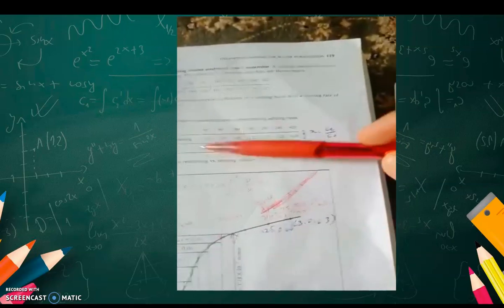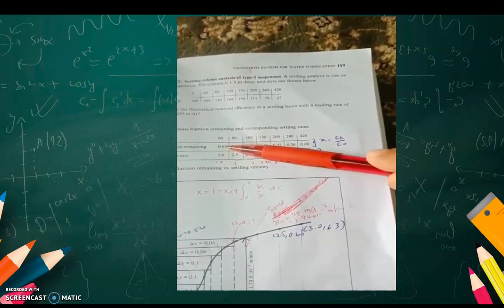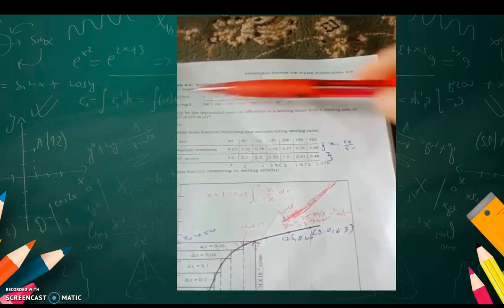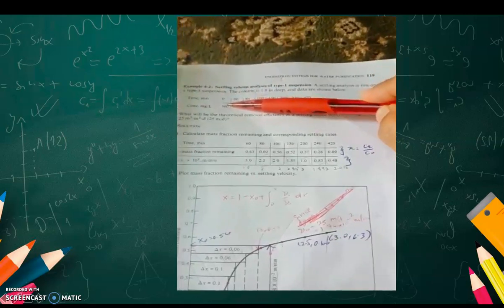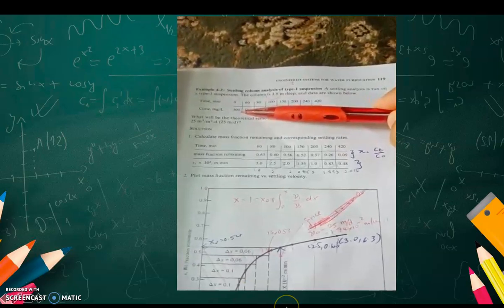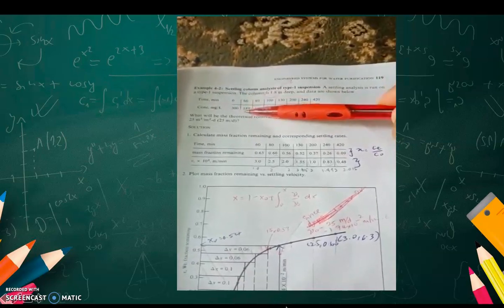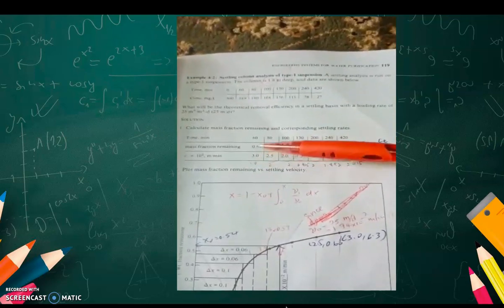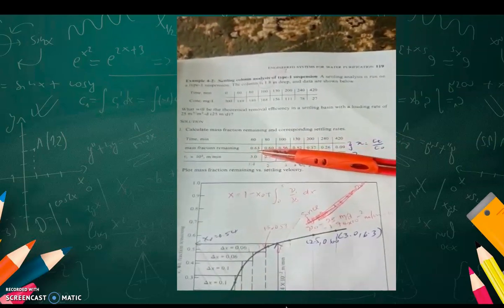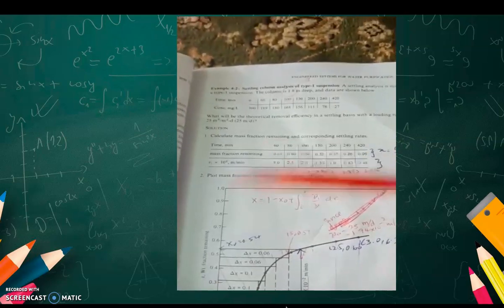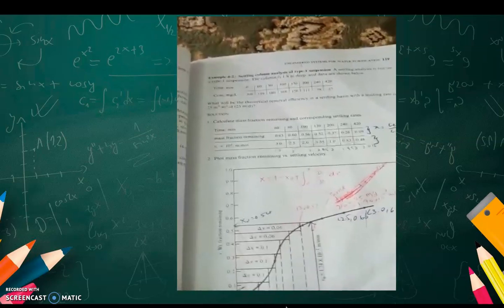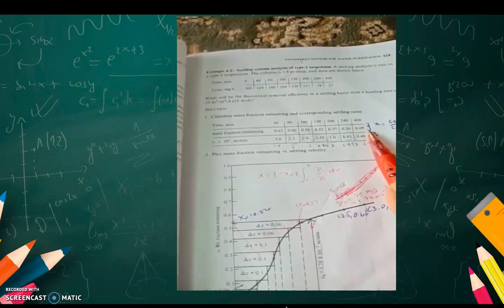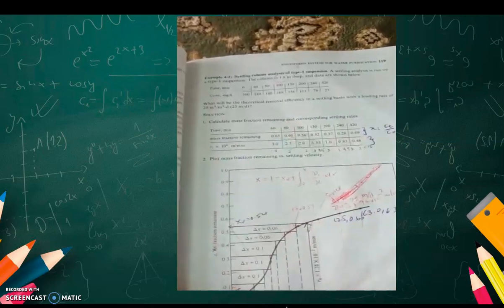For instance, how do we get 0.63 here? Ct over C naught. C naught from this table is 300, whereas Ct at 60 is 189. So 189 divided by 300, we get something around 0.63. Similarly for all the values here for mass fraction remaining.